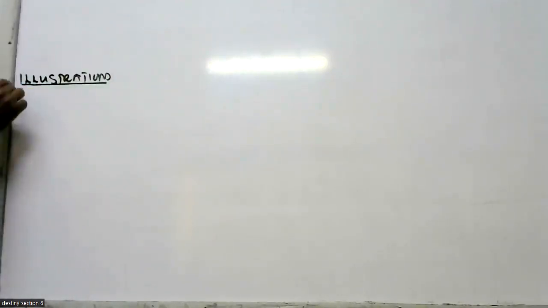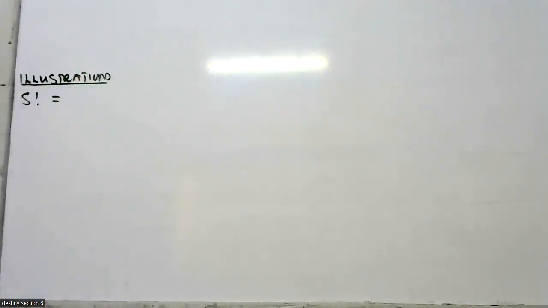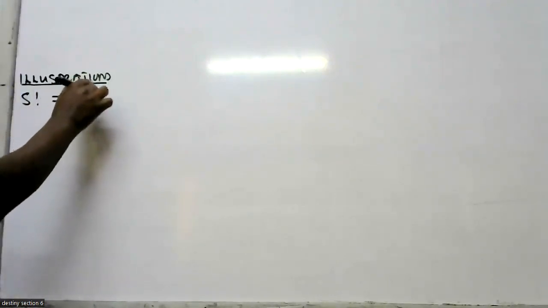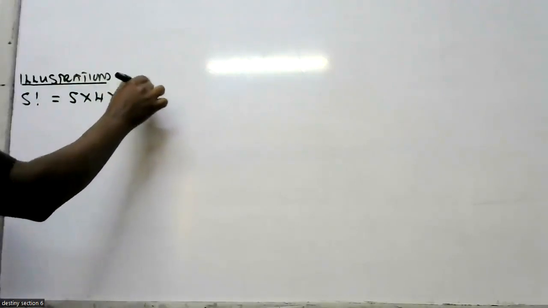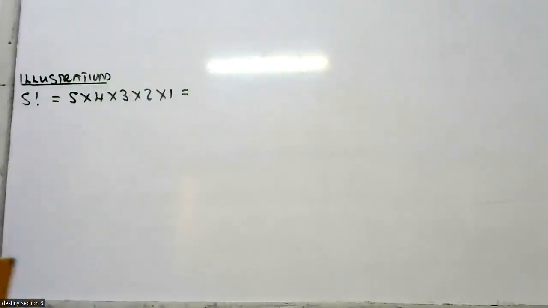If we are told to get 5 factorial manually, this is how you go about it, because the factorial notation is a multiplication of natural descending numbers. So this will be 5 times 4 times 3 times 2 times 1. Multiply that way. 120.